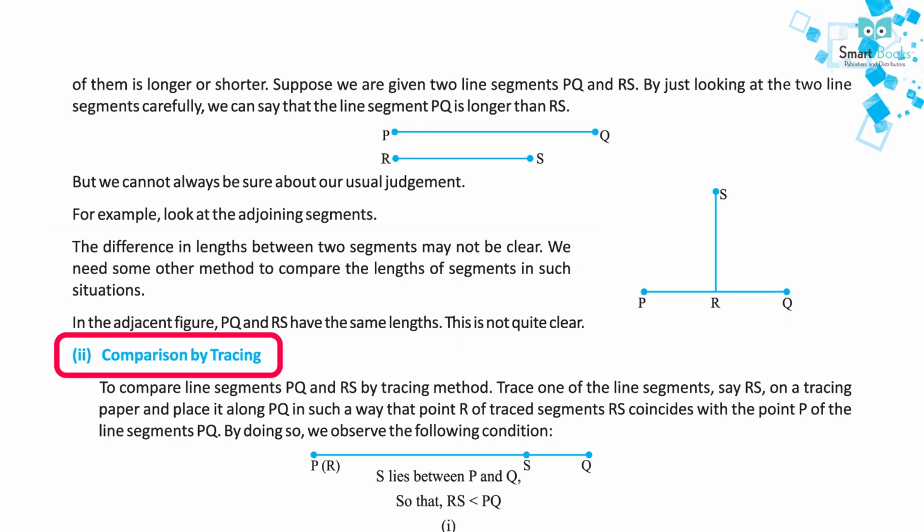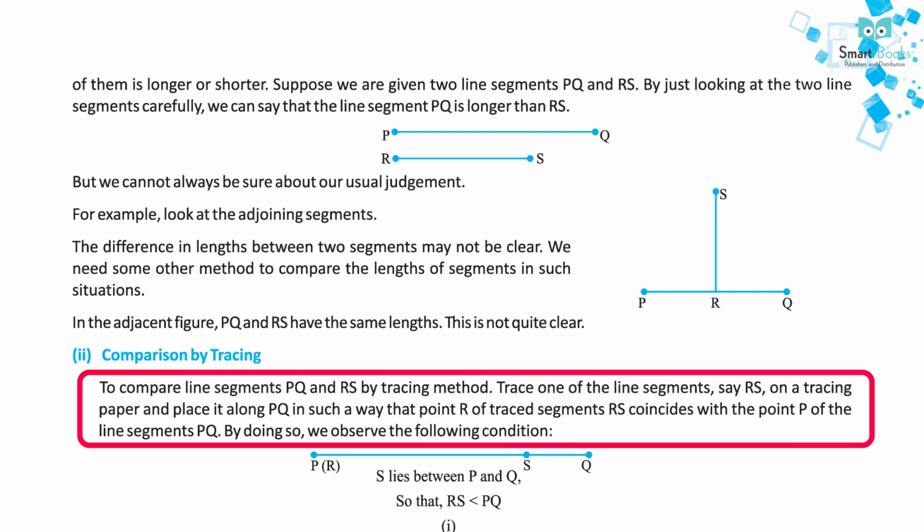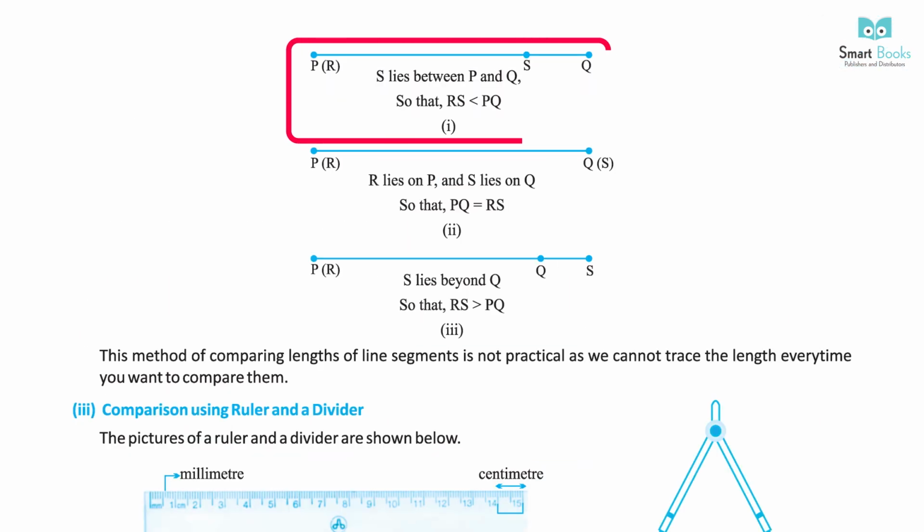Second, comparison by tracing. To compare line segments PQ and RS by the tracing method, trace one of the line segments, RS, on a tracing paper and place it along PQ in such a way that point R of the traced segment RS coincides with the point P of the line segment PQ. By doing so, we observe the following conditions. First, if S lies between P and Q, then RS is less than PQ.